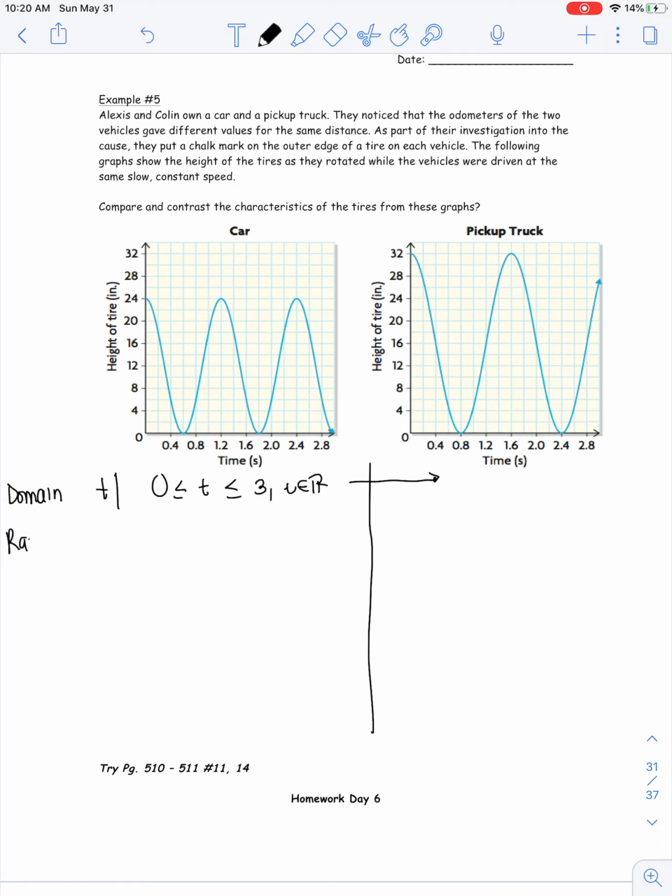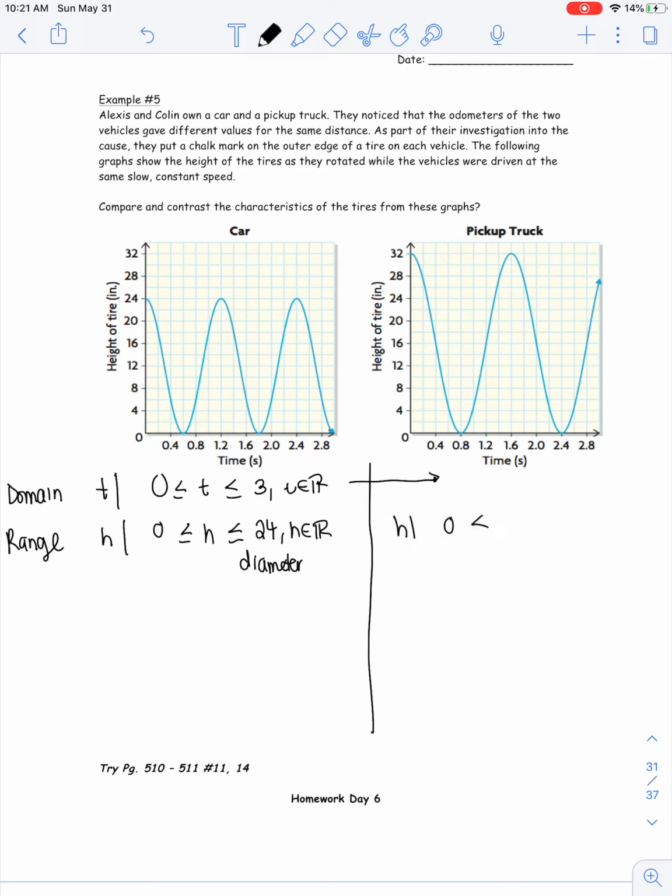So for our range, we would use h for height. We're going from 0 up to 24 inches. The reason it is touching the ground is because this is a wheel, so it's going to graze the ground. So it's going to go from 0 to 24. This is the distance from the bottom of the tire to the top of the tire. So this is the actual diameter of your tire that we're looking at here.